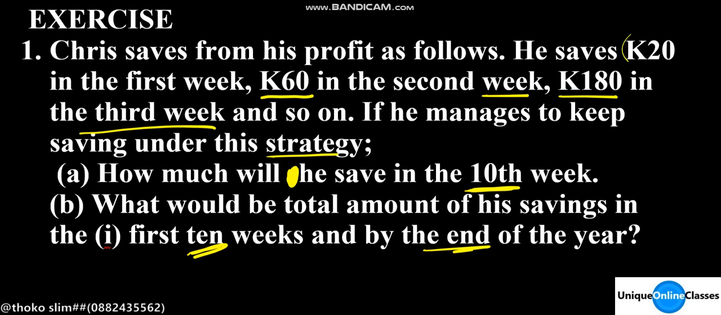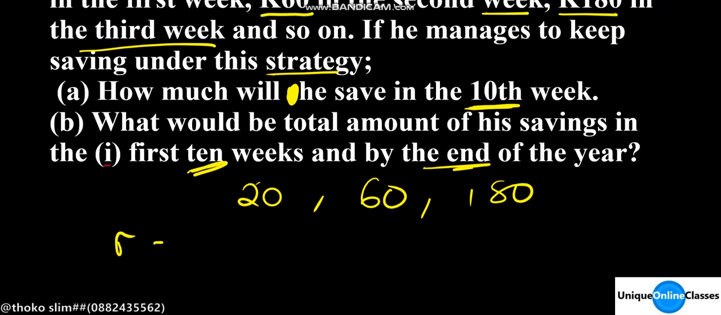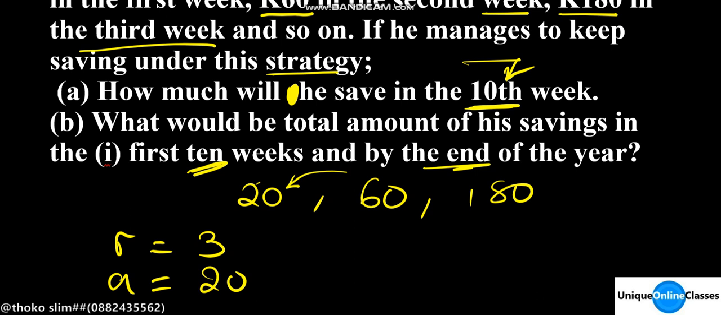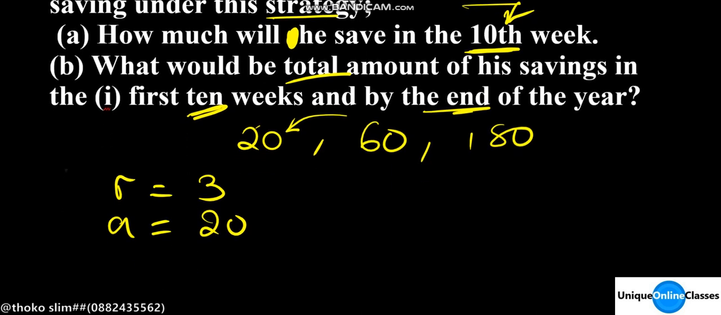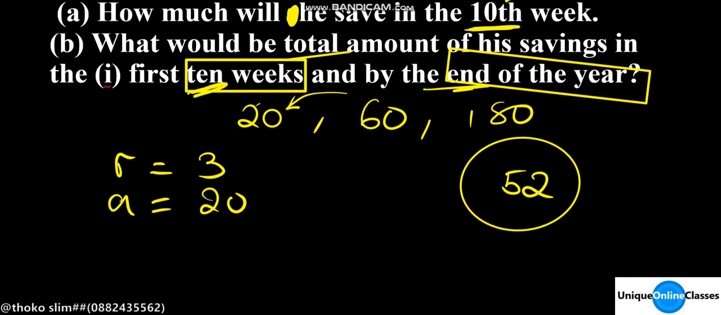That's our first term, 20 kwacha, then 60 kwacha, then 180 kwacha. The common ratio, you divide, is 3, and the first term is 20. You should find term number 10, that's the 10th week. What you get will be the amount he will save in the 10th week. Also, what will be the total amount? The total amount is the sum of the savings. So you should find the sum of 10 terms, which is the 10th week. And by the end of the year, in a year we have 52 weeks, so you should find the sum of 52 weeks.